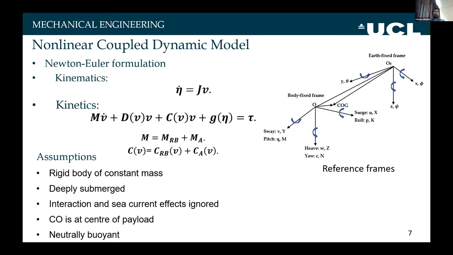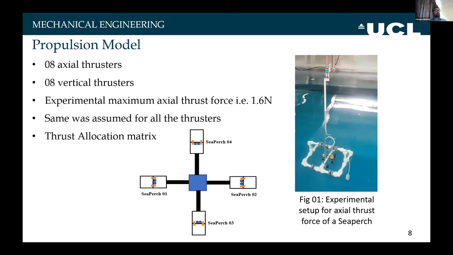Each was made neutrally buoyant by using the buoyancy sheets after the fabrication. But in this case, I assume the whole system is neutrally buoyant. The propulsion model: there are 8 axial thrusters and 8 vertical thrusters in total on this system. Each vehicle has 2 axial and 2 vertical thrusters. So combined, they will have 8 axial and 8 vertical thrusters.